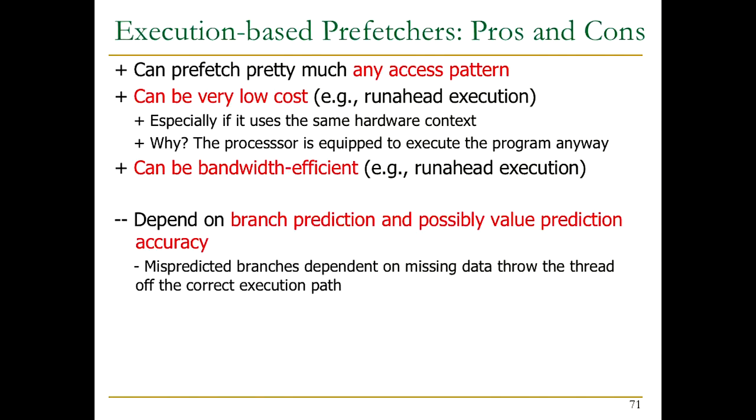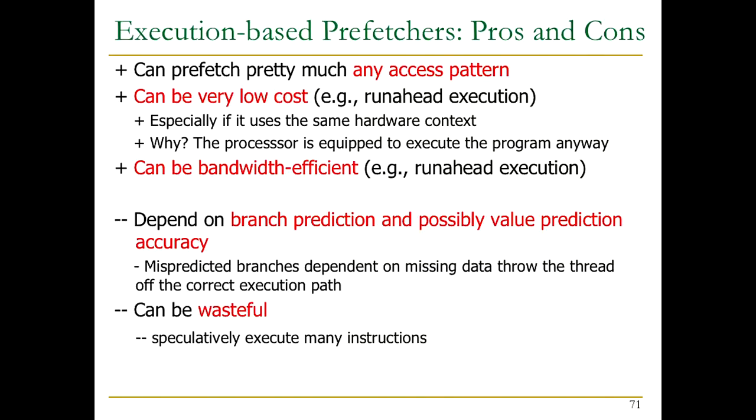The downside always is you depend on the branch prediction and possibly value prediction accuracy, other than the complexity of it. Some approaches may be very complex. Mispredicted branches dependent on missing data throw the thread off the correct execution path, similar to Runahead execution again. So some people eliminate those branches, but once you eliminate those branches, you may reduce your accuracy in prefetching. So it's a trade-off, basically. Your branch prediction and value availability affects how well you can prefetch in that speculative thread.